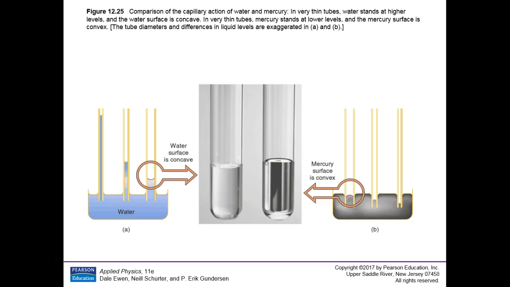Number two, elevation or depression in the tube is inversely proportional to the diameter of the tube, because the bigger the tube, the less the elevation or depression. The smaller the tube, the greater the elevation, just like we saw here. And number three, the elevation or depression decreases as temperature increases. Same type of reason as before. The higher the temperature, the more the molecules move, and then the less they cohere together or adhere to the sides.